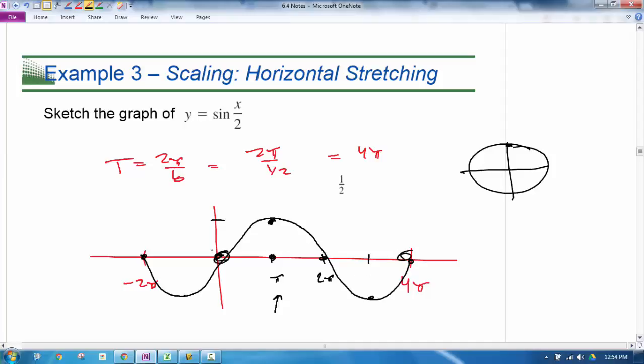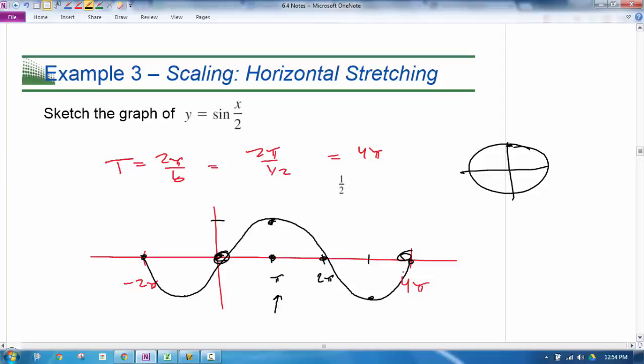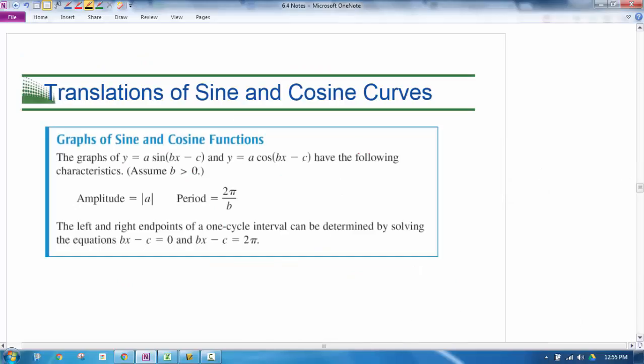And so now the period repeats every 4 pi instead of every 2 pi. So what we, in a sense, did was we did a horizontal stretch of a factor of 2 from our regular sine function. So here's a summary then of all the important information: the amplitude, the period, sine and cosine written in standard form, and also the left and right endpoints can be found by solving these equations right here.